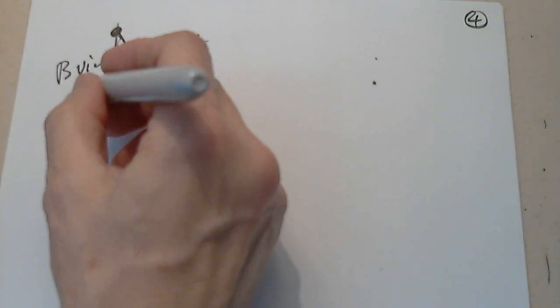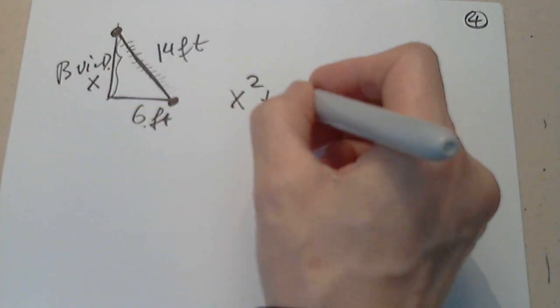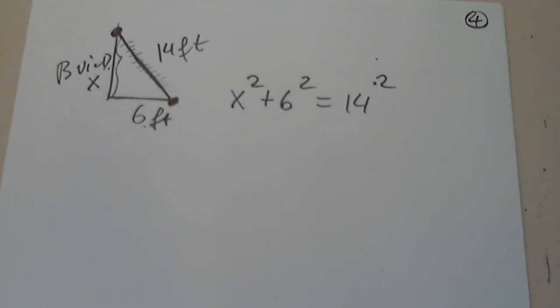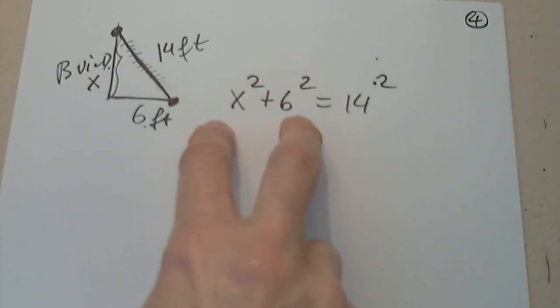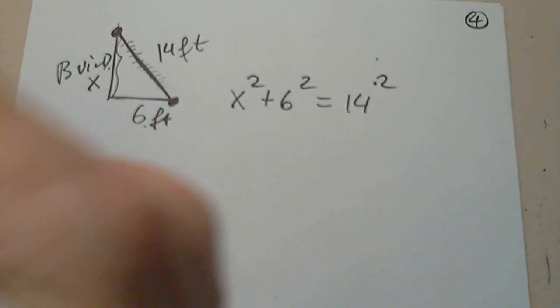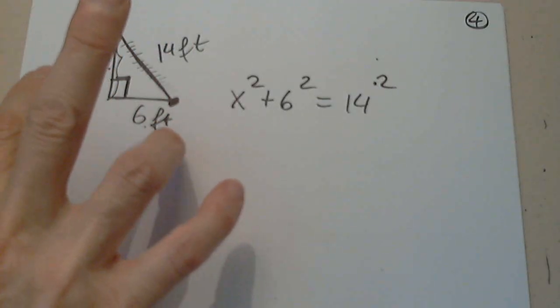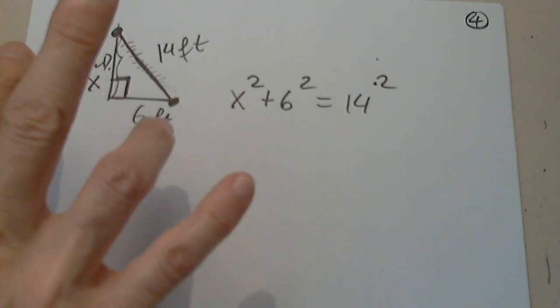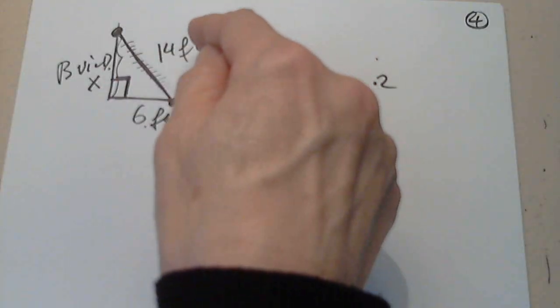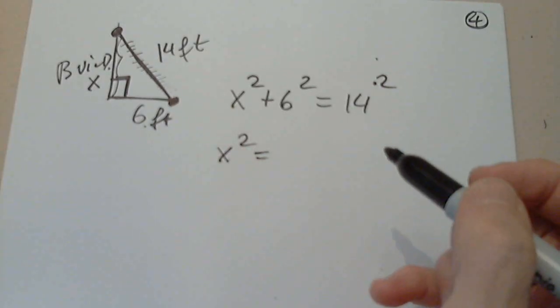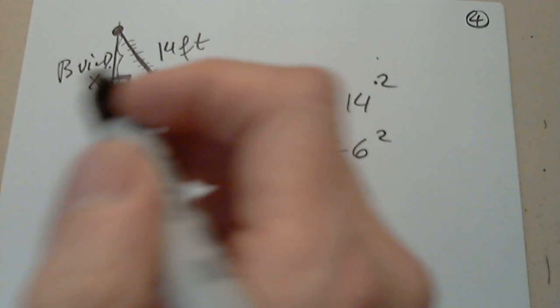And of course, you have to write that one leg squared plus the other leg squared equals the hypotenuse squared. So please don't remember the Pythagorean theorem like a squared plus b squared equals c squared. No. The sum of the two legs, because the right angle is right here. So the sum of the legs squared equals the hypotenuse squared. So all you have to do is do this. 14 squared minus 6 squared.